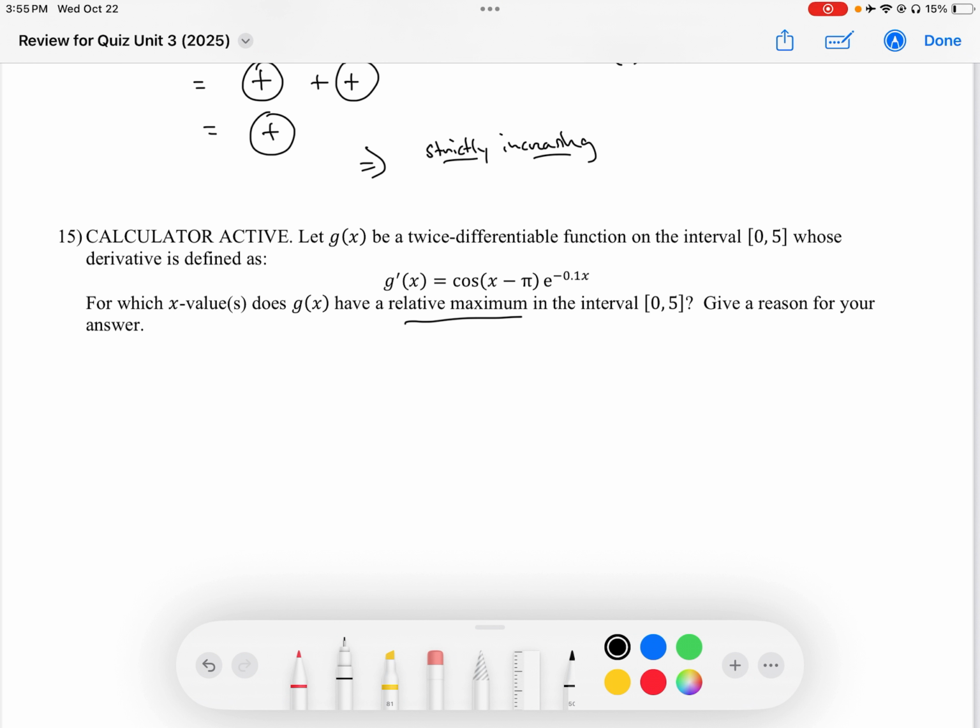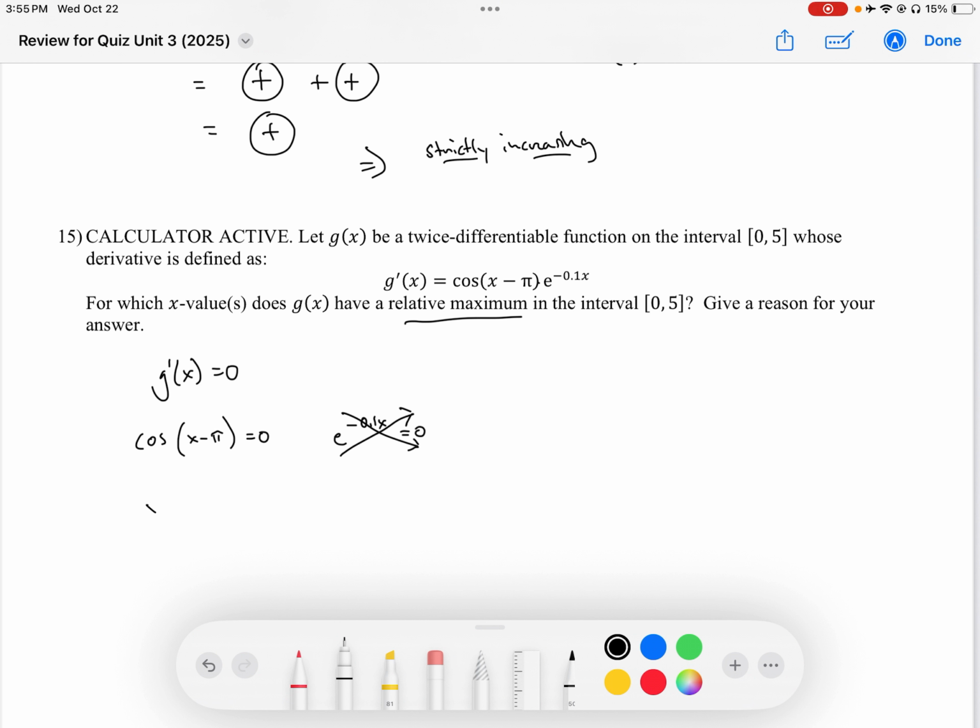So let's see where this is equal to 0. So g prime of x equals 0. Now we have two things multiplied to equal 0, so we're going to set them each equal to 0. Cosine of x minus pi is going to equal 0, and e to the negative 0.1x needs to equal 0. Okay, exponential functions are not equal to 0, so forget that.